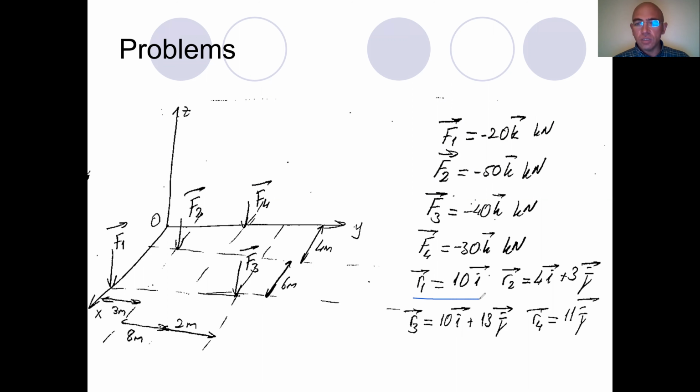Now let's write the position vectors. In fact, R1 is equal to 10i vector, R2 is the position of force 2. It is 4i plus 3j. Position vector of F3 is 10i plus 13j, and position vector of F4 is 11j. So these are my forces and their position vectors respectively.